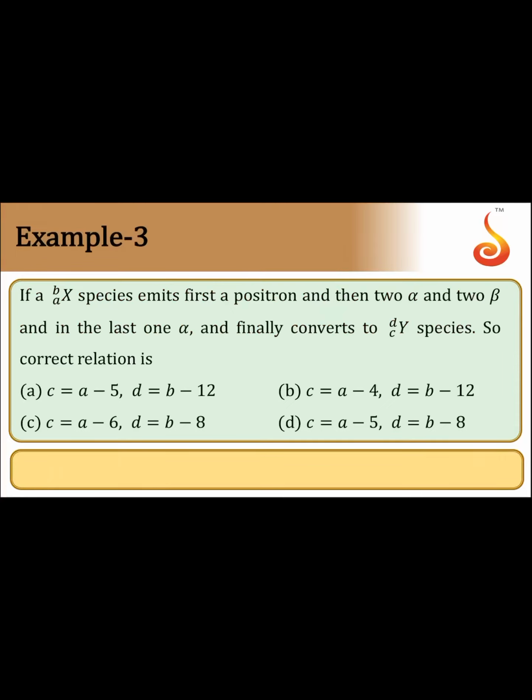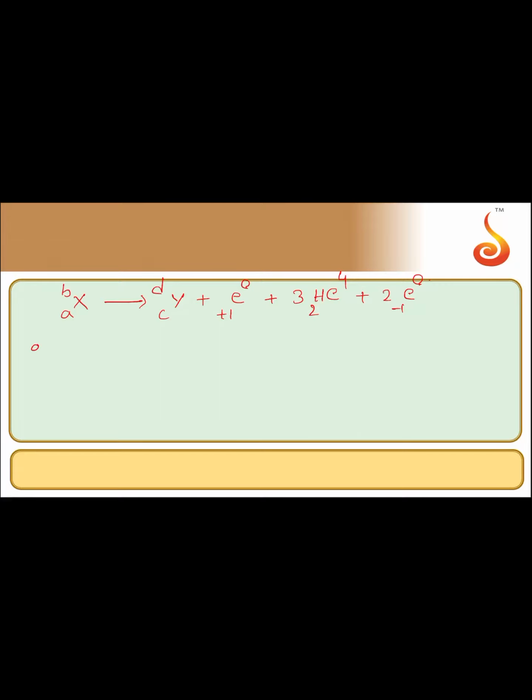Why 3 alpha particles? Because first 2 alpha particles and then at last 1 alpha particle, and 2 beta particles and 1 positron. So now if we compare the atomic masses, B is equal to D plus 1 into 0 plus 3 into 4, because for 3 alpha particles, the mass of each particle is 4, and the mass of the beta particle is 0, 2 into 0. B is equal to D plus 3 into 4 is 12, and then D is equal to B minus 12.